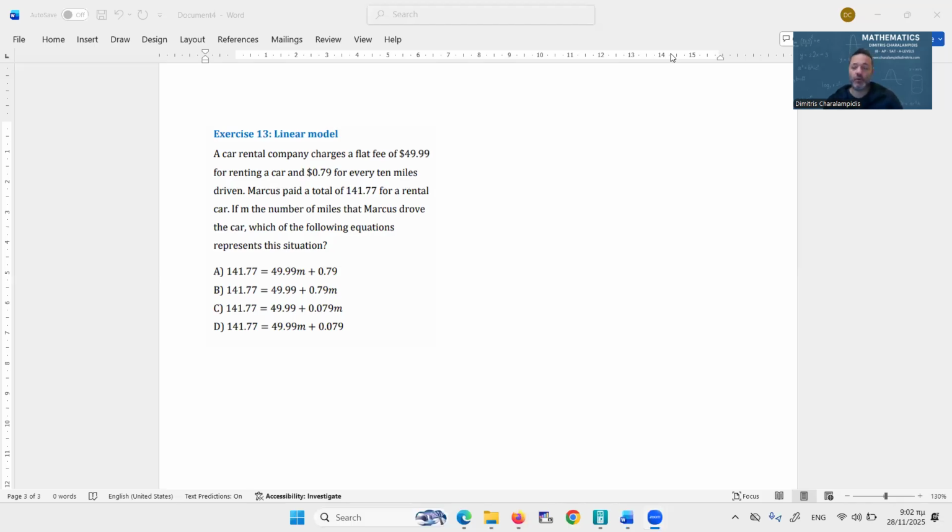Exercise 13. We are always talking about set number 4. A car rental company charges a flat fee of $49.99 for renting a car and $0.79 for every 10 miles driven. Marcus paid a total of $141.77 for a rental car. If M is the number of miles that Marcus drove the car, which of the following equations represents this situation?